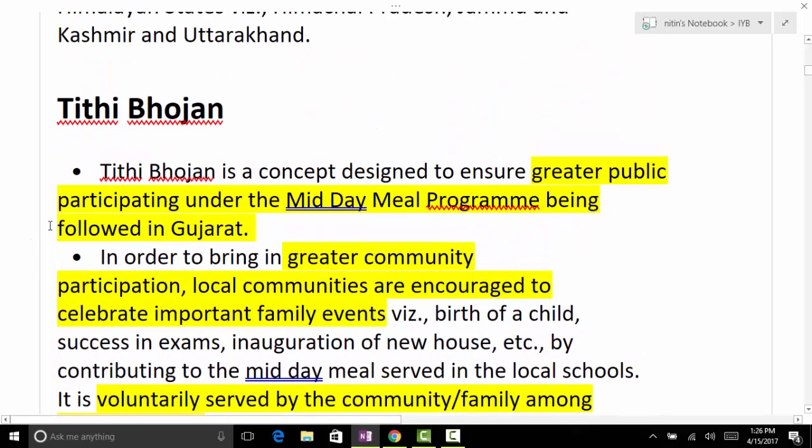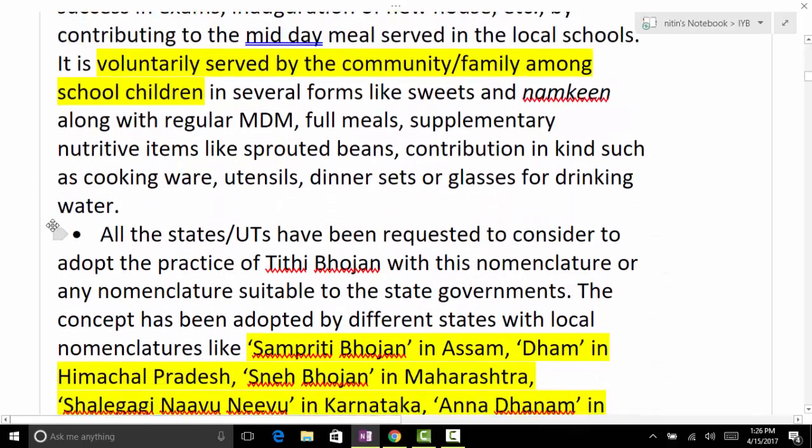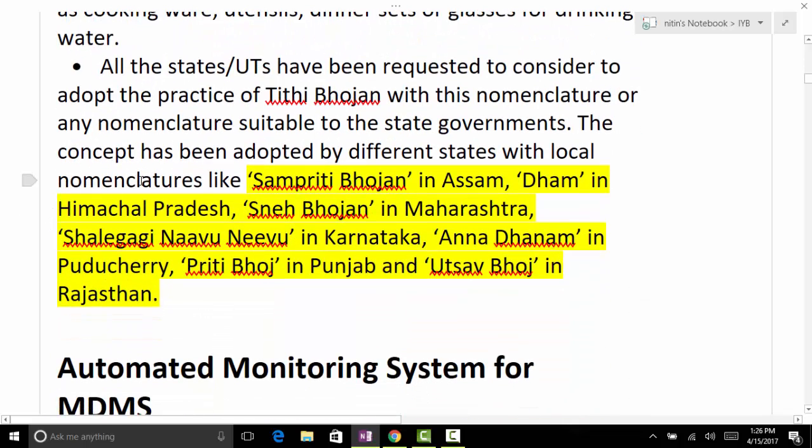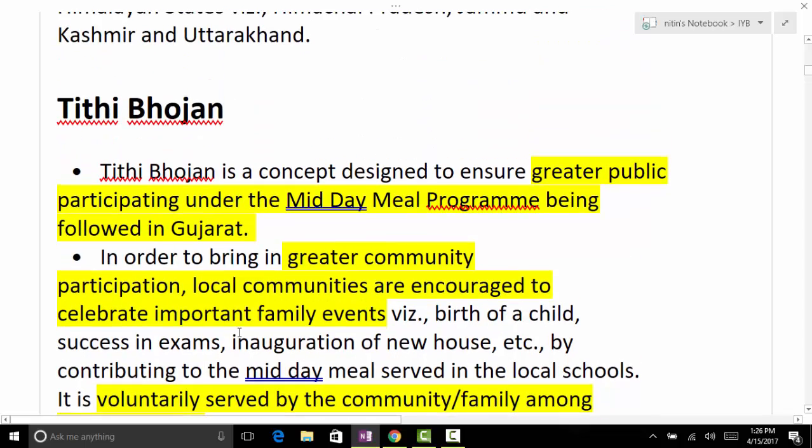Tithi Bhojan is basically an initiative of Gujarat, and the central government has advised other state governments also to bring these kinds of initiatives. Based on this, other state governments have also brought similar initiatives by different names. You can see the last paragraph: Sampirti Bhojan in Assam, Dham in Himachal Pradesh, Snehi Bhojan in Maharashtra, Navu Nevu in Karnataka, Annadhanam in Puducherry, Priti Bhoj in Punjab, Utsav Bhoj in Rajasthan. So you can give the example of Tithi Bhojan, how this can help.